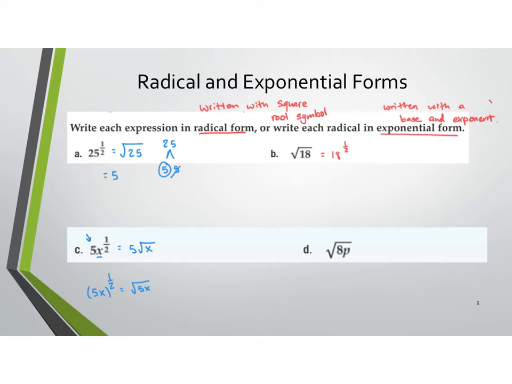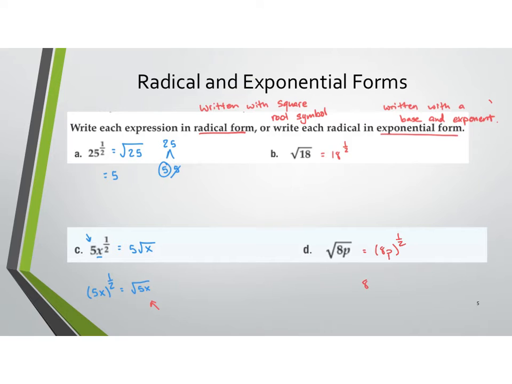Now let's go down to letter D. In this one, I have two things under the radical. I have 8 times p, two things, which means that both of these terms need to be in my base when I write it as an exponential form. So just like over here, this is the exact same thing. I have to put both 8 and p inside my radical, like that.